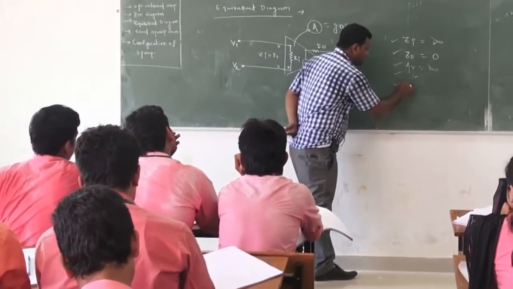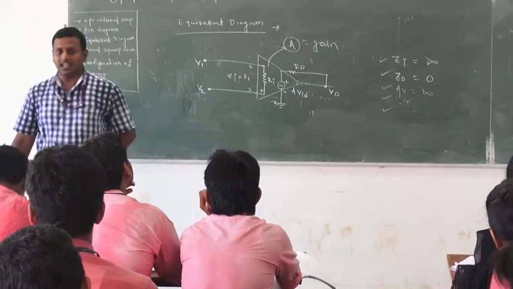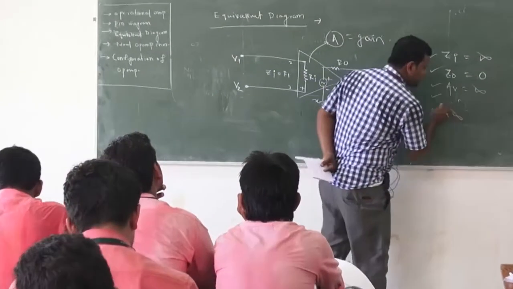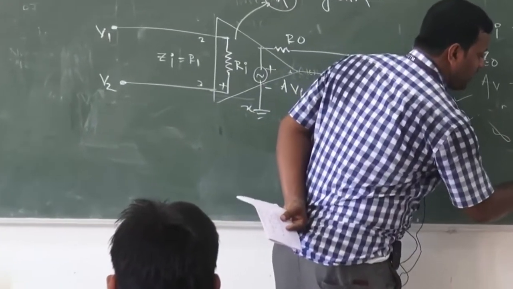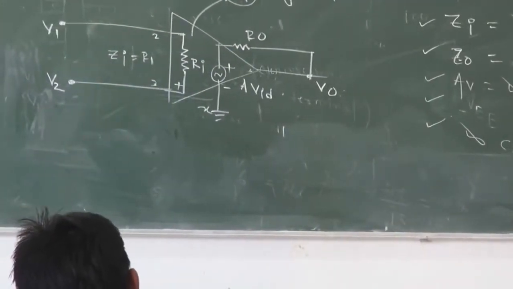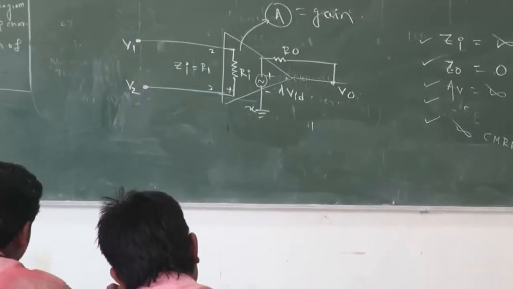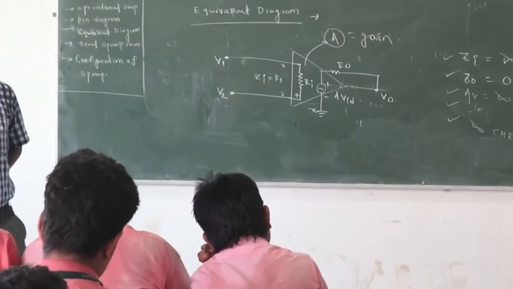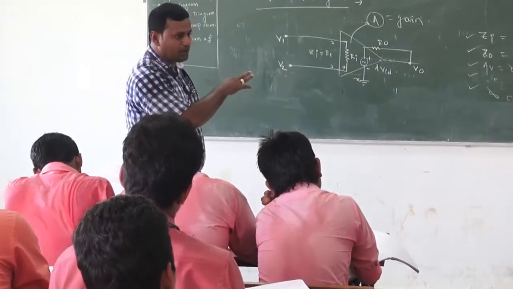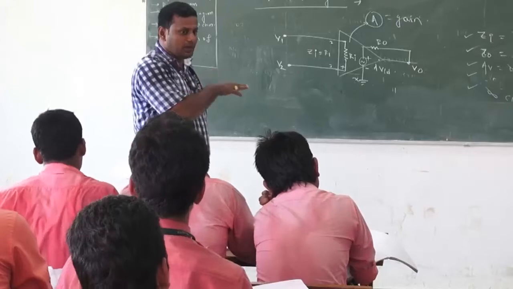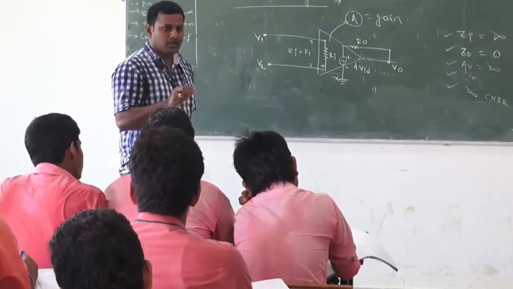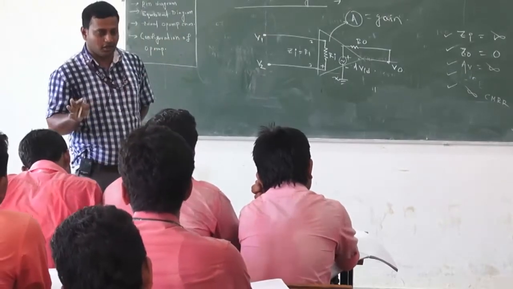Another point I can say, infinite CMRR. Just write down, infinite common mode rejection ratio. Maybe after 2 or 3 classes I'll come to common mode rejection ratio. Actually it helps to nullify the noise parts. Common mode rejection ratio will reject the noise.